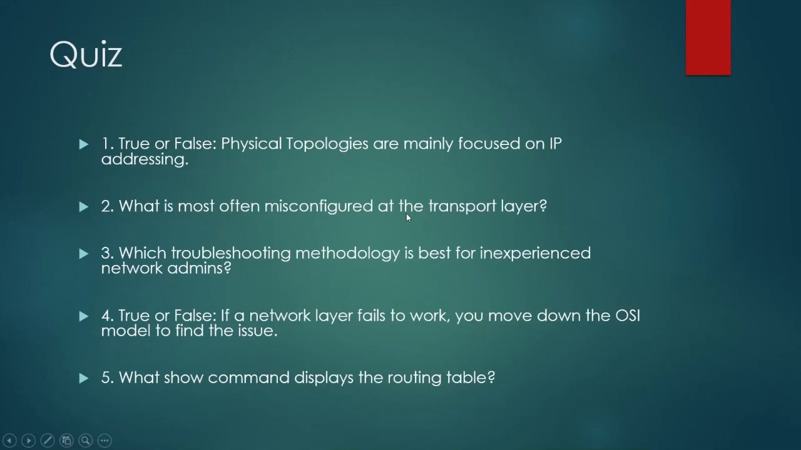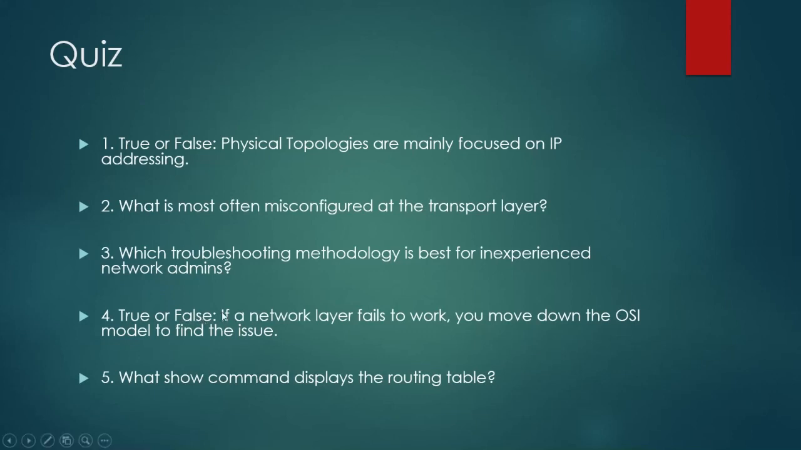What is most often misconfigured at the transport layer? Like I said, there are two very often misconfigured items here, access control lists and NAT. I would say access control lists are more often misconfigured. Which troubleshooting methodology is best for inexperienced network admins? As I said earlier, that would be bottom up. You're being way more methodical and you're not making too many assumptions, but it is very time consuming.